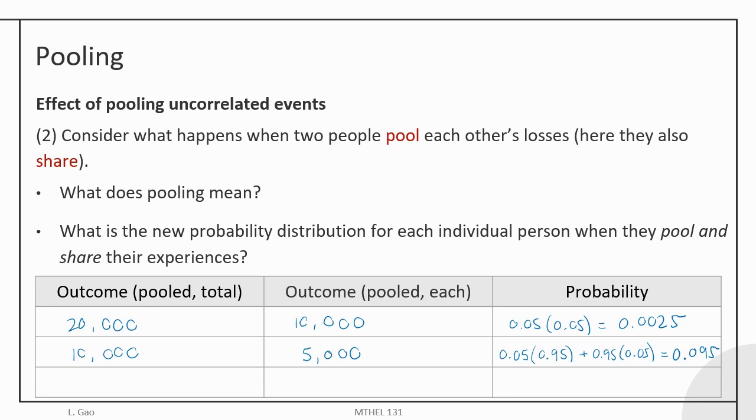And then lastly, it could be the case, most likely actually, that both of them do not have a car accident. So the total outcome would be 0, and each individual outcome would also be 0. The probability of that occurring, again assuming independent events, would be 0.95 times 0.95, which is 0.9025. And so we've now created a probability distribution of all of the potential outcomes when there are two people involved who are pooling and sharing losses.